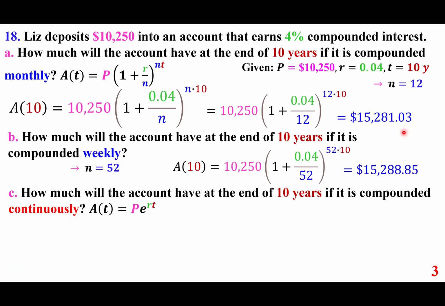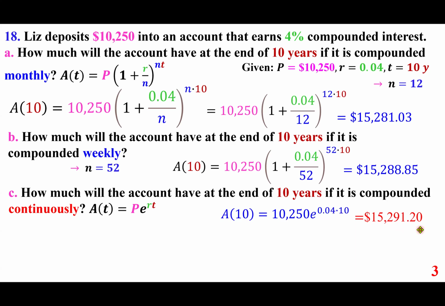How much will the account have at the end of 10 years if it's compounded continuously? And as you recall, the formula is A of t equals P e to the power of rt. And of course, P is the same P, r is the same r, t is the same t. The base is e. So plug in. And when you use a calculator, you get something even a little bit more, $15,291.20. Okay. So when it gets compounded continuously, it provides more return.